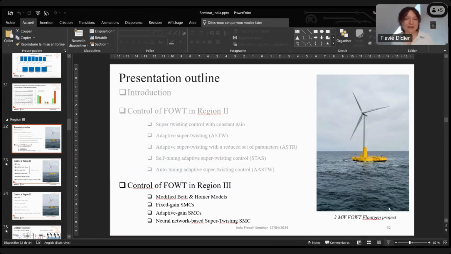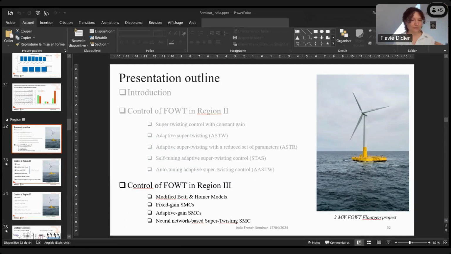Okay, so now that Eshan has introduced you to the control design for operating region 2, I will this time talk about the control design of floating offshore wind turbines in region 3. In this part, I will briefly give you a reminder of the control objective in region 3 and the main challenges. And then we will see, based on a modified nonlinear control-oriented model named Betty, how we design a fixed gain sliding mode controller and an adaptive gain sliding mode controller.